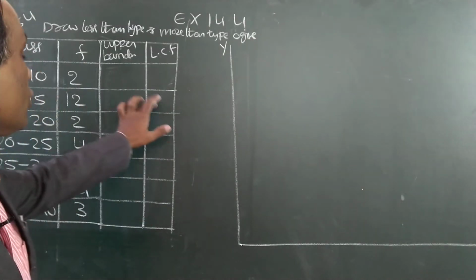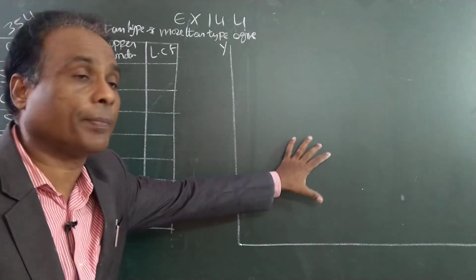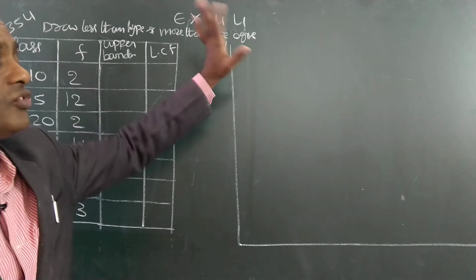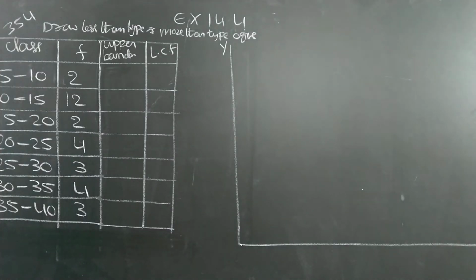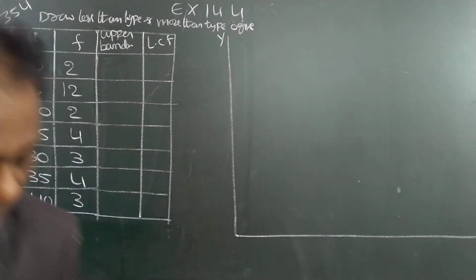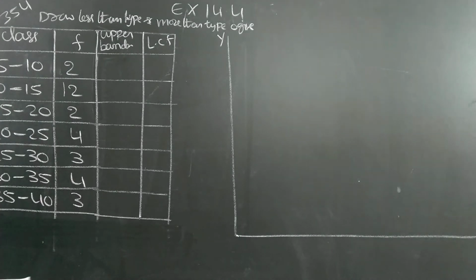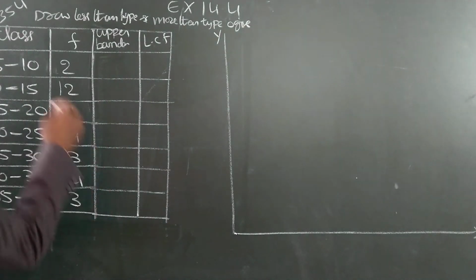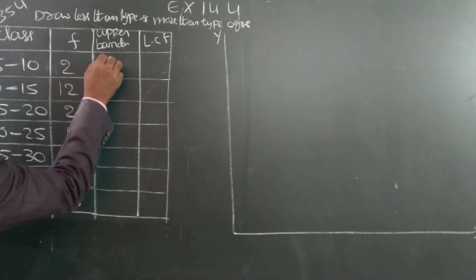If you prepare these two and plot them on this graph paper, and join them, we will get the less than type ogive. Students, all of you do it. Upper boundaries, 10.